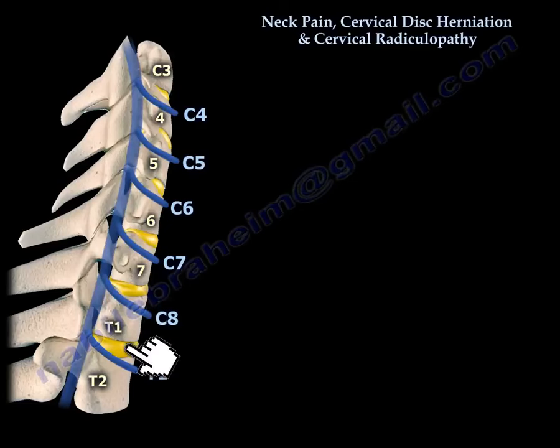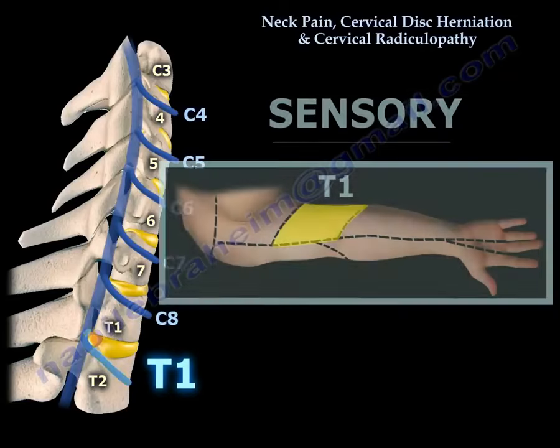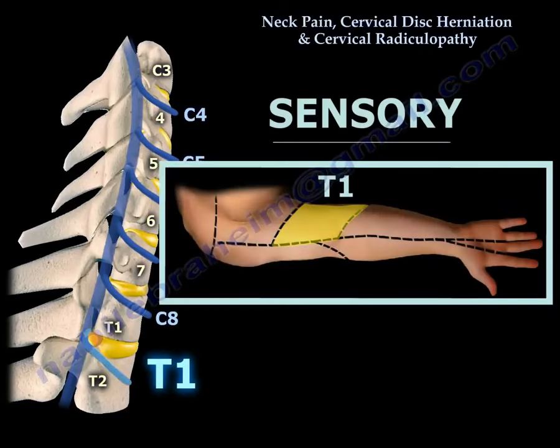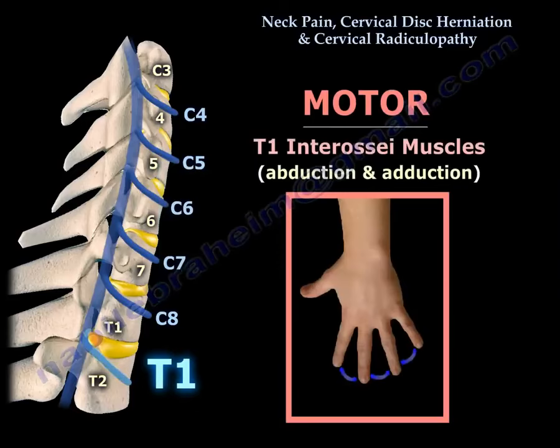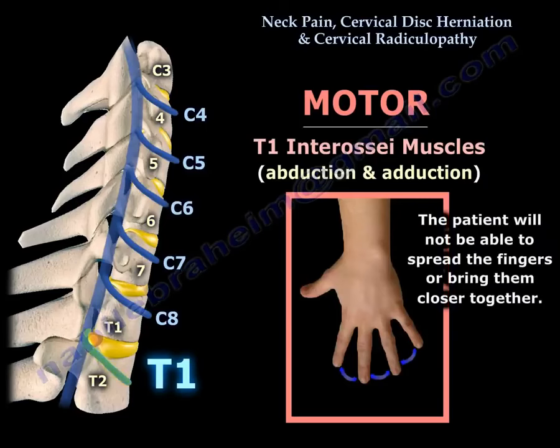How about disc herniation between T1 and T2? That will affect the T1 nerve root. You can see the area of sensation that's affected on this diagram. The motor power will involve the interossei muscles, abduction and adduction. The patient will not be able to spread the fingers or get them closer together.